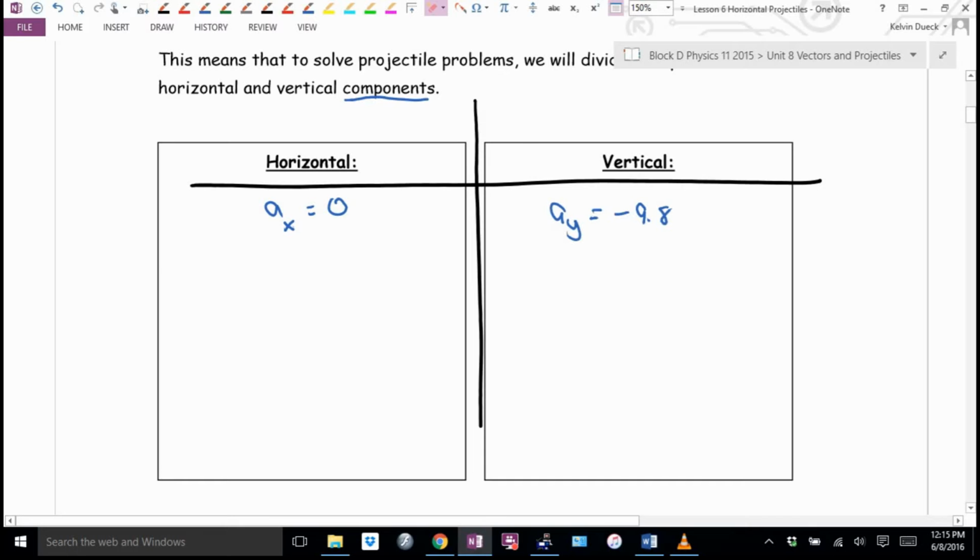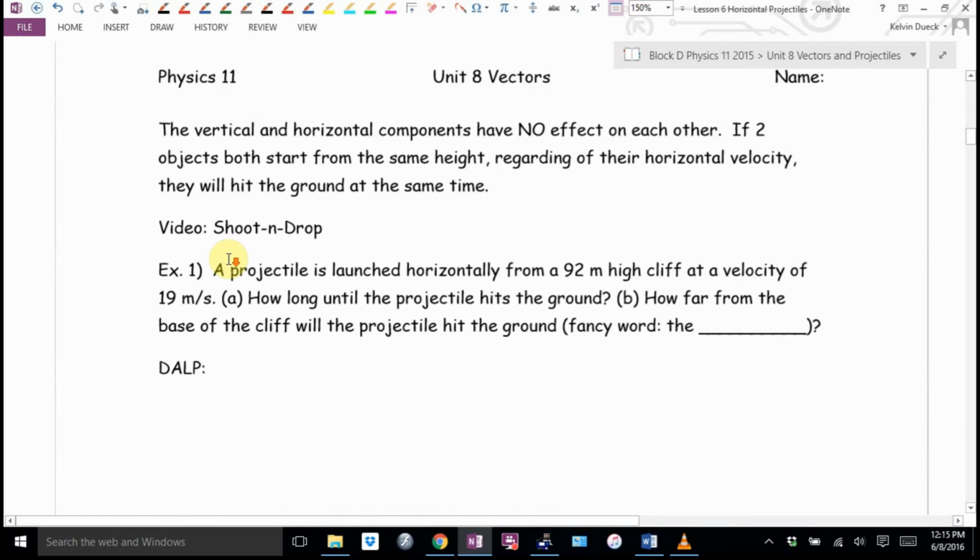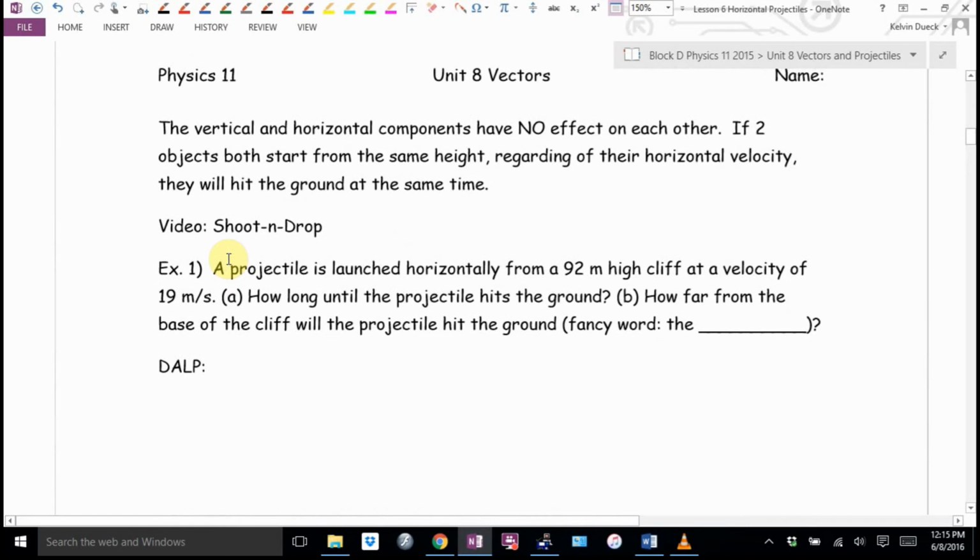Let's actually do a question. So the horizontal and the vertical components have no effect on each other. They do not affect each other at all. They are independent of each other. What that means is if two objects both start from the same height, how fast one object is traveling horizontally doesn't change how long it takes for it to hit the ground. They hit the ground at the same time.